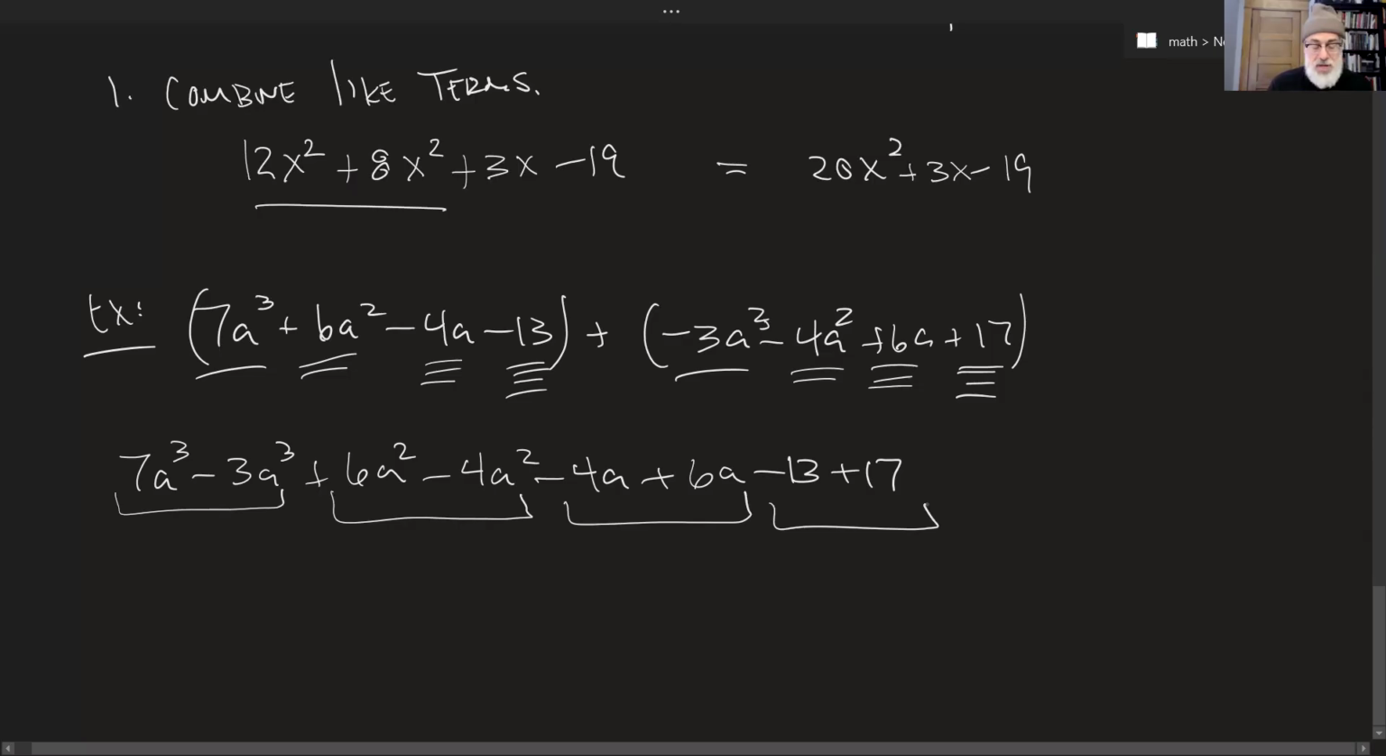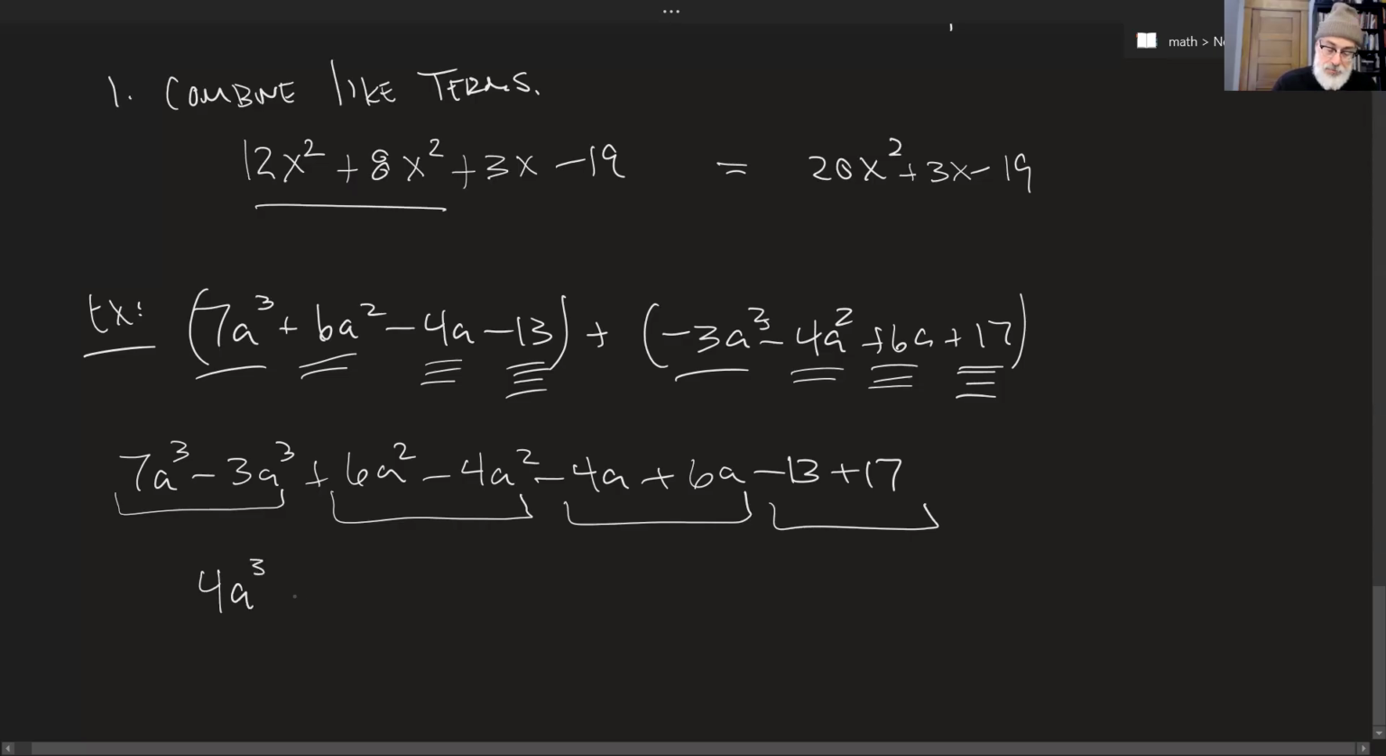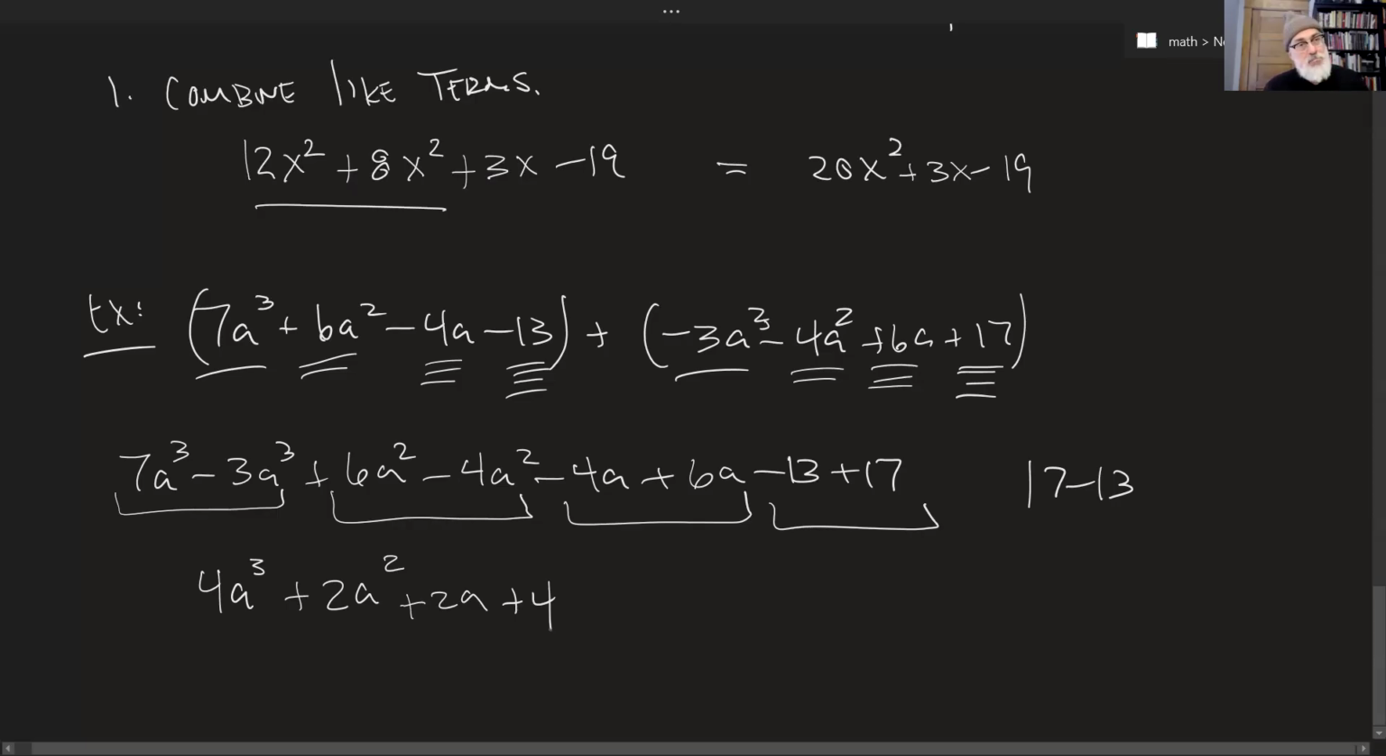So then we do 7 minus 3, which is 4a cubed. 6 minus 4 is 2, so that's 2a squared. Negative 4 plus 6 is positive 2a. And negative 13 plus 17 is the same as 17 minus 13, which will be a positive 4. So that's it. That's as far as we can go. We have a cube term, a square term, an a term, and then a constant. So there are no more like terms. So this is it.